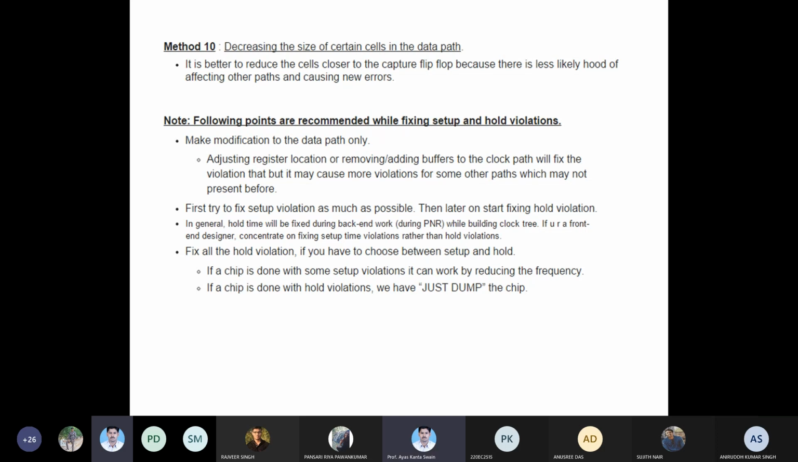Understood? If a chip is done with some setup violation, I am not saying every setup violation, some setup violation, it can work by reducing the frequency. But if a chip is done with hold violation, we have to just dump the chip, because the data will be overridden and it will become garbage.